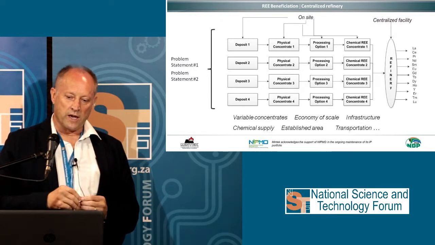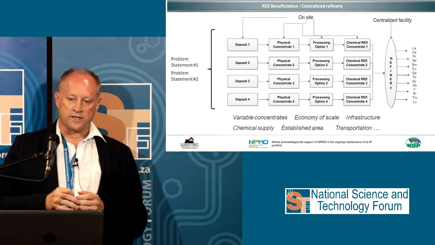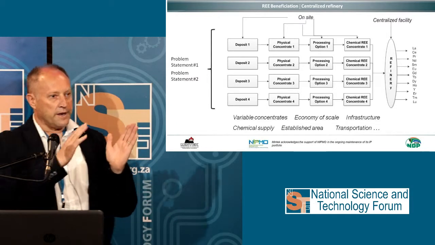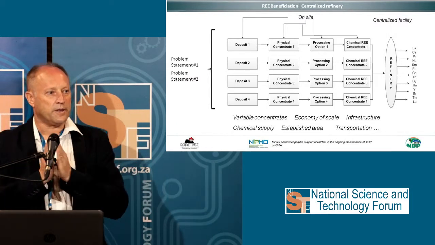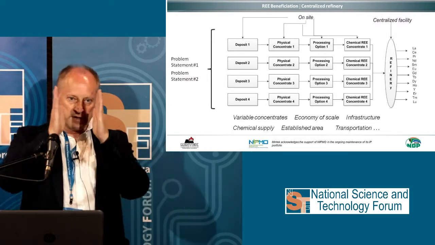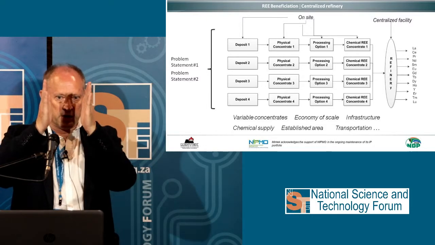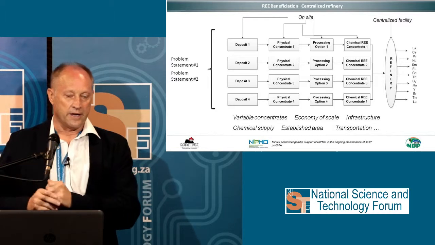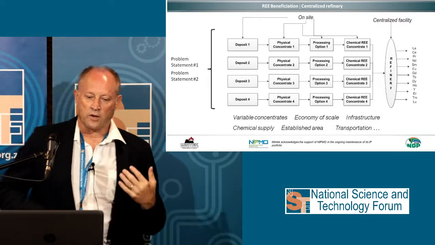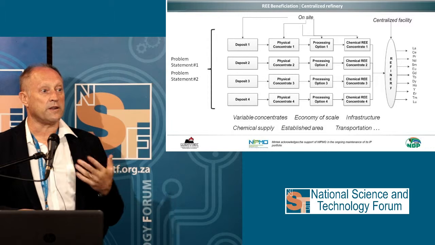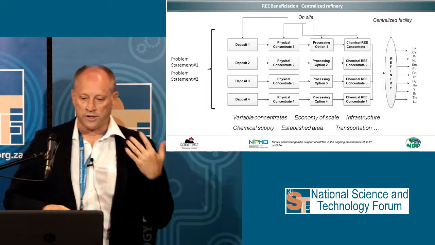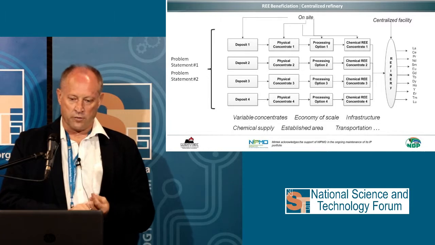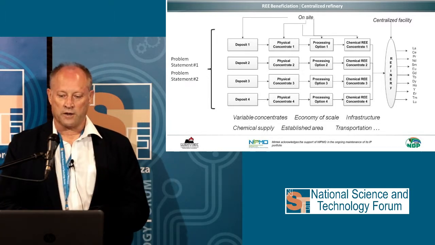So that is where we have this process, the chemical rare earth concentrate. This is a step that one should have to get the feed material in a consistent state so that you can feed a refinery to separate them. So if we have a centralized refinery in South Africa, if we build that, we can treat the variable concentrates. I believe we can. We will have the economy of scale.